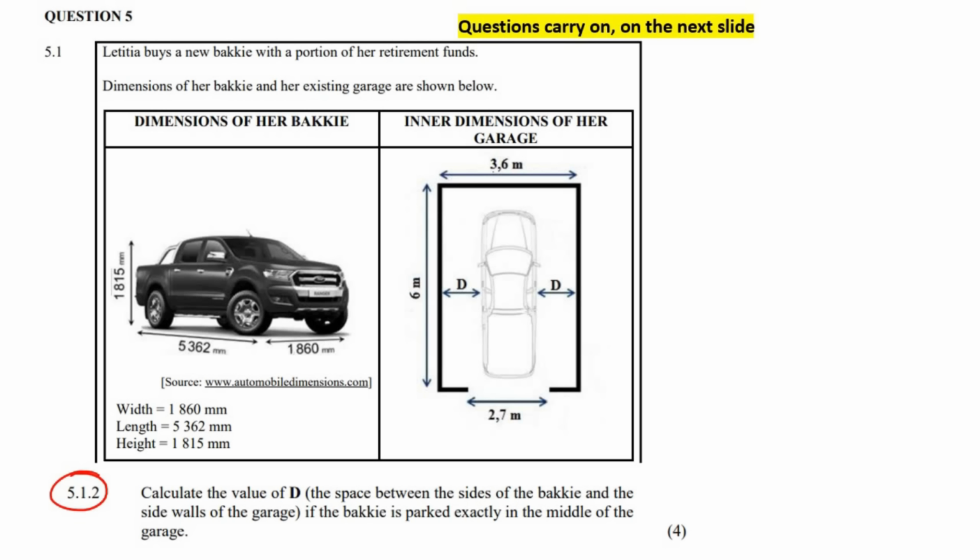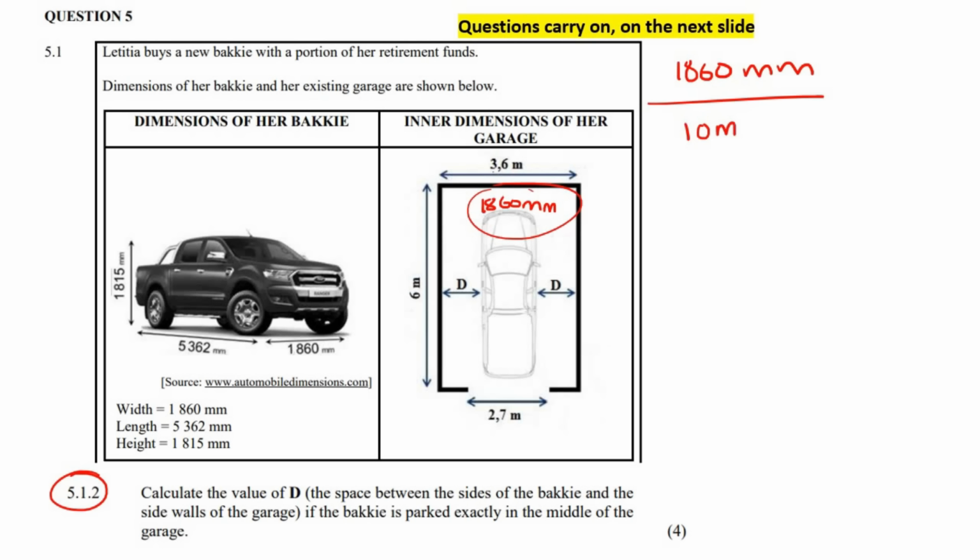This one says, calculate the value of D, which is the space between the side of the Bucky and the side walls. So what we can do is realize that we know this distance. They told us that distance is 1,860 millimeters. So of course, we need to convert that to meters quickly. So let's go do that. 1860 millimeters. Now, we know that we can convert it to centimeters first.